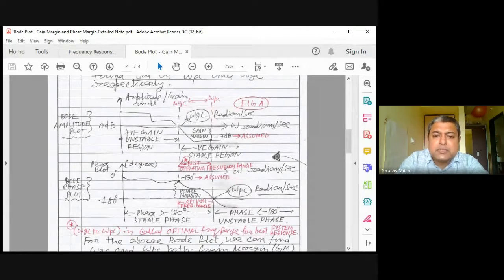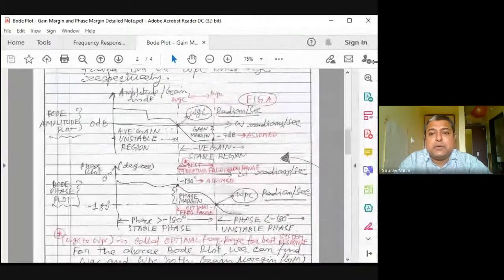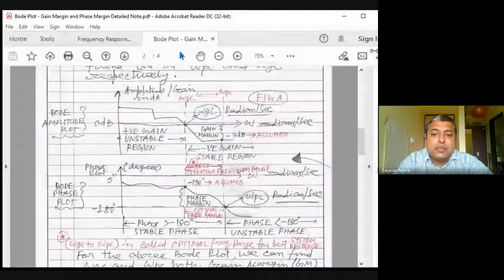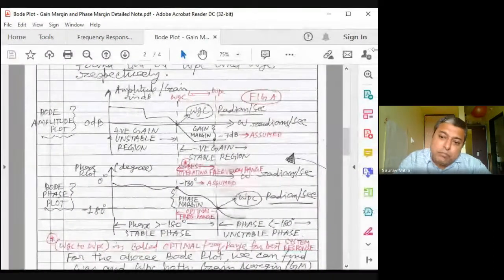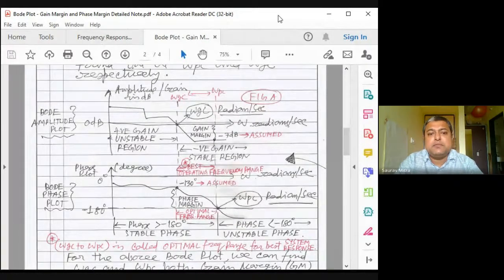And this frequency is called omega GC. It is written here, just check. That means gain crossover frequency. What is meant by gain crossover frequency? This is the frequency at which the system gain goes from minus to plus or plus to minus. So here, the gain is becoming greater than 0 dB to less than 0 dB. This frequency is called omega GC.